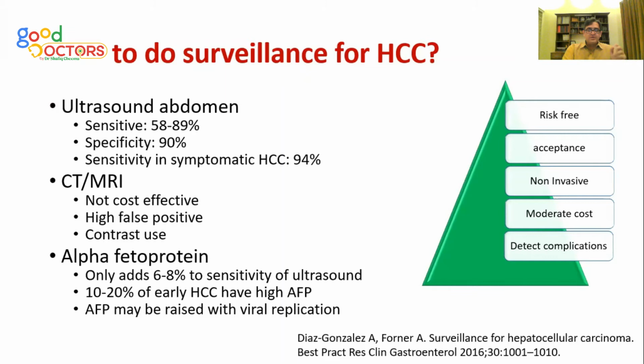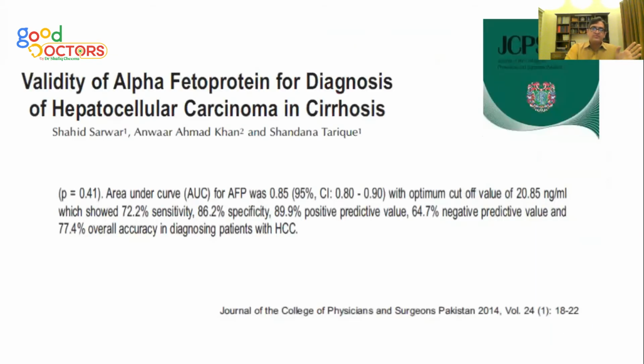Alpha-fetoprotein has continued to be used for surveillance of HCC, but it only adds 6 to 8% to the overall outcome if it is added to the ultrasound. And those with small HCC may have normal alpha-fetoprotein. Another thing is that alpha-fetoprotein may be raised with viral replication, even in the absence of hepatocellular carcinoma. So this is no longer recommended for surveillance of this cancer.